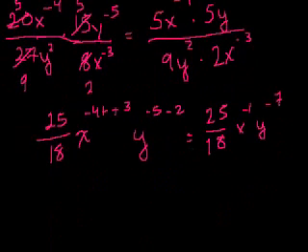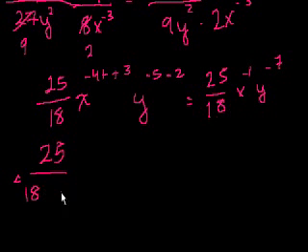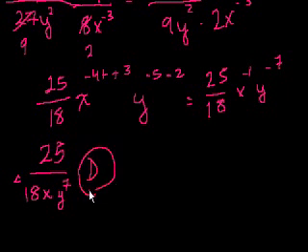And this is the same thing, because this is the same thing as 1 over x to the 1. This is the same thing as 1 over y to the 7. So this is equal to 25 over 18x, right? 1 over x, y to the 7th. Y to the 7th in the denominator, same thing as y to the minus 7 in the numerator. And anyway, that is choice, let's see, 25 over 18. That is choice D. Choice D. And I'm out of time. See you in the next video.